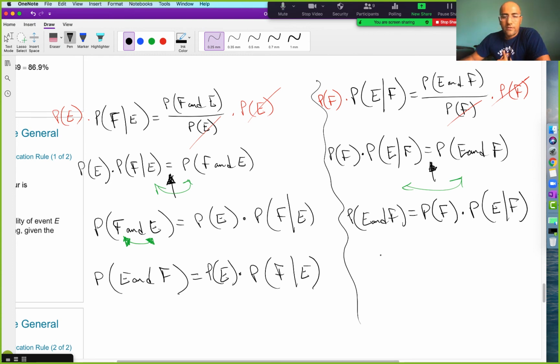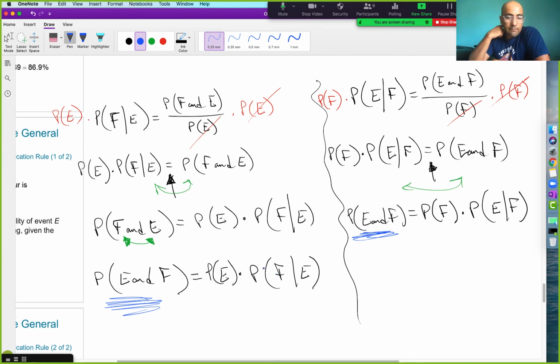Okay, so this probability is the exact same one as this one, but there are two ways to express it. The probability of E and F is equal to the probability of E times the probability of F given E. Or the probability of E and F is equal to the probability of F times the probability of E given F. So there are two ways to find the same probability of E and F. We just have to be careful because the order is very important here. The conditional probability really cares about the order.